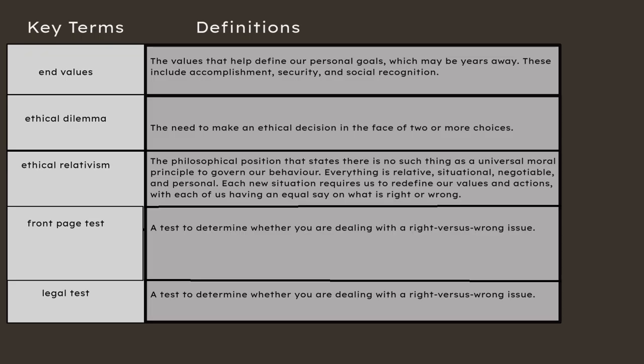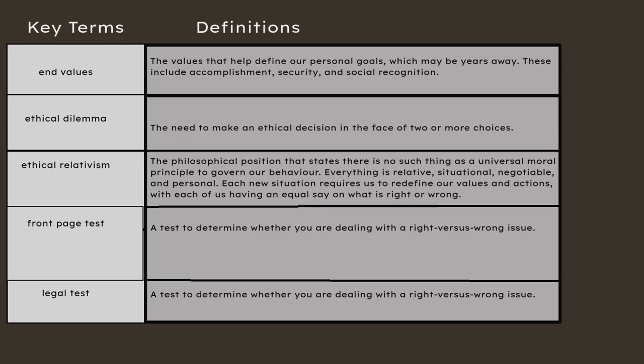End values are the values that help define our personal goals, which may be years away. These include accomplishment, security, and social recognition. An ethical dilemma is the need to make an ethical decision in the face of two or more choices.